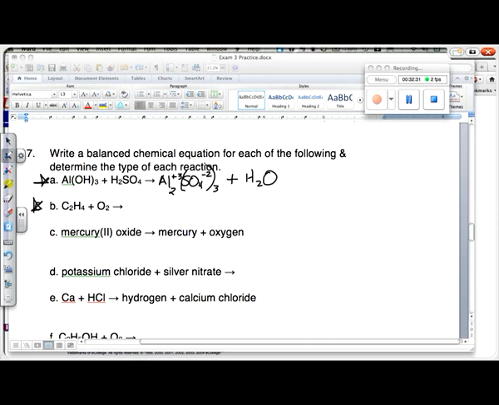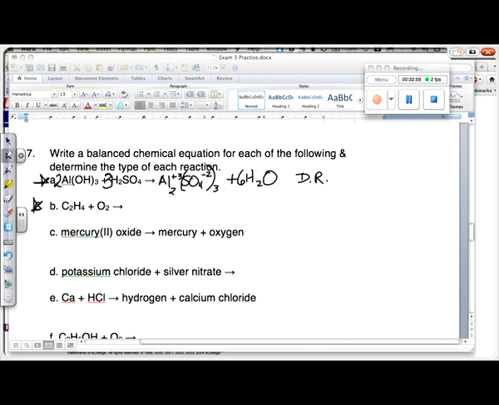3 sulfates. If I put a 3 here, I've got to put a 2 here for the aluminum, and a 3 here for the sulfate. That gives me a total of 6 OHs, and I've got a total of 6 Hs, so I make 6 waters. Now, it does not ask to do net ionic or anything. This is a double replacement. So we're just writing the balanced chemical equations and determining the type of reaction.